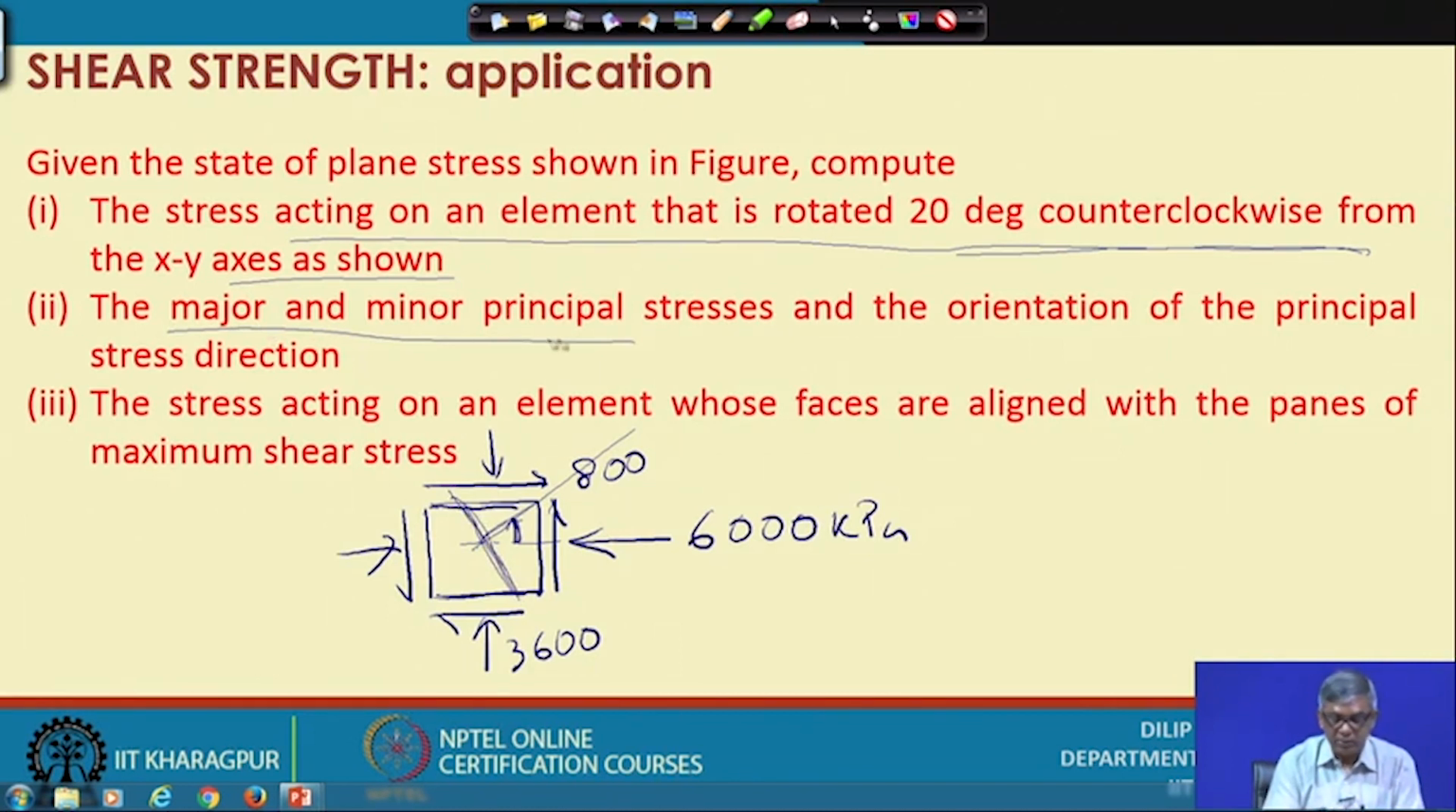The second part is the major and minor principal stresses and their orientation. Because of this condition, I have to find out what the major and minor principal stresses are, and then the stress acting on an element whose faces are aligned with the planes of maximum shear stress. So three parts I have to do. Let me see one by one.